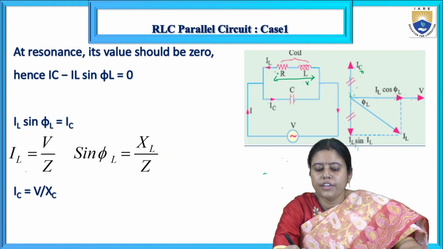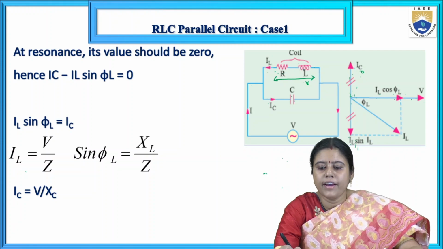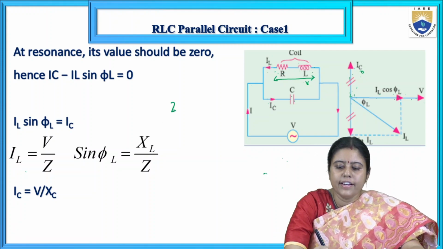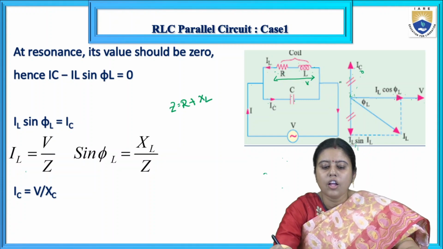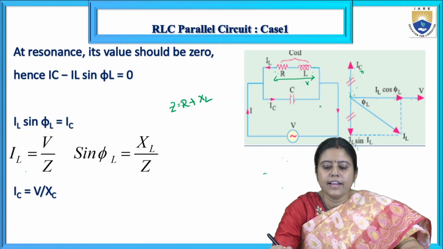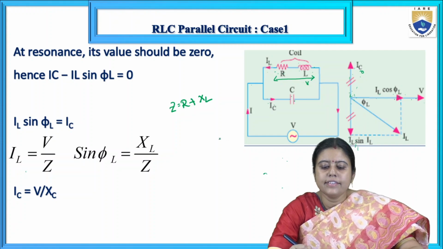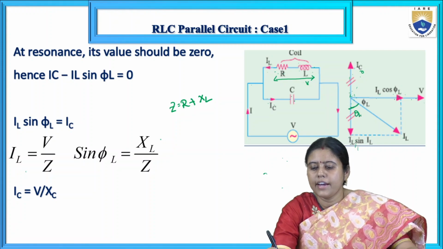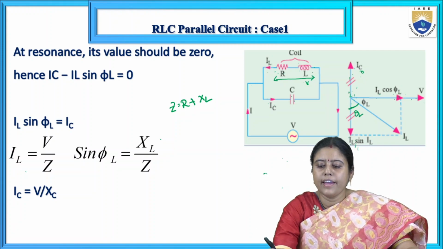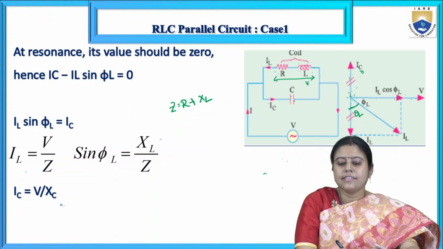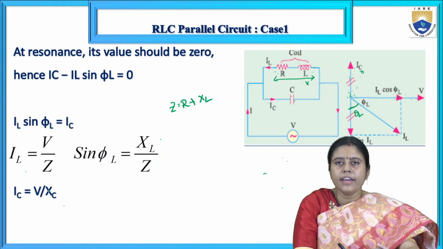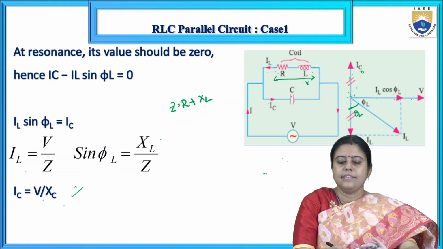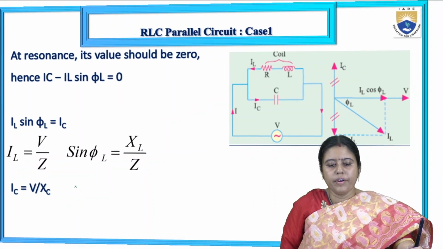What is IL? IL is equal to V by Z. So what is Z? Z is nothing but R plus XL. What is sin theta L? Sin theta L means the angle, and it is XL by Z. You can see from here, if this is our theta L angle, then sin theta L is equal to XL by Z. What is IC? IC is equal to, as per the drawing, V by XC. So we got this equation.